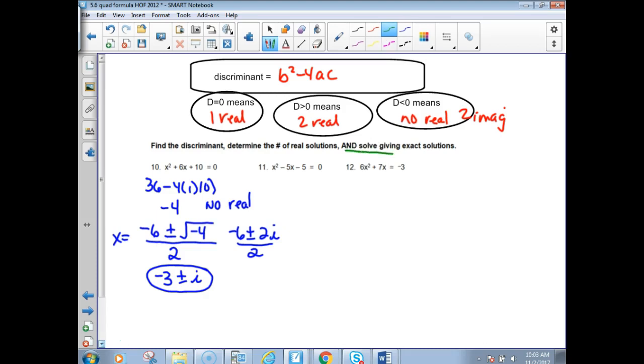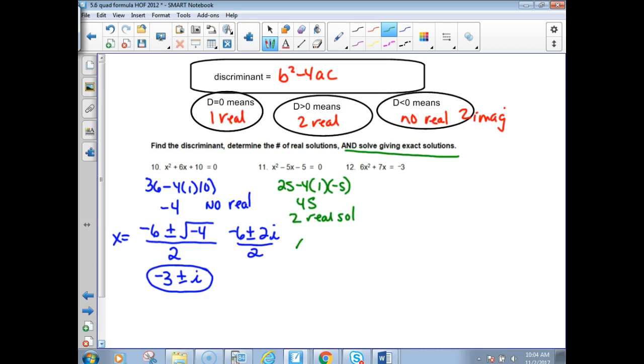I said to solve giving the exact solutions. So first, let's do the discriminant. B squared would be 25, minus 4 times a, which is 1, times c, which is -5. That's 25 plus 20, so we get 45 for the discriminant, which means it has 2 real solutions.